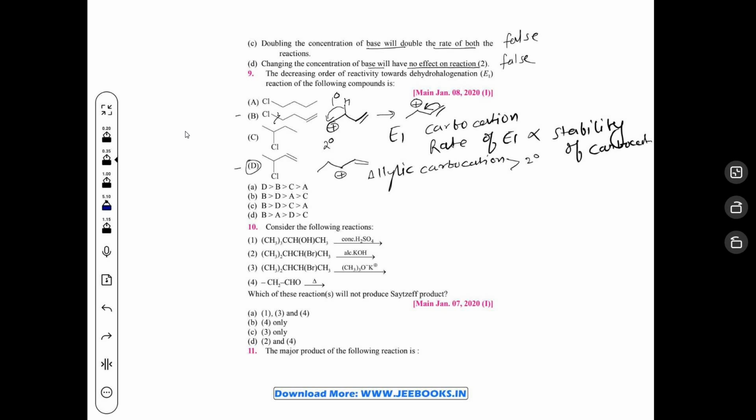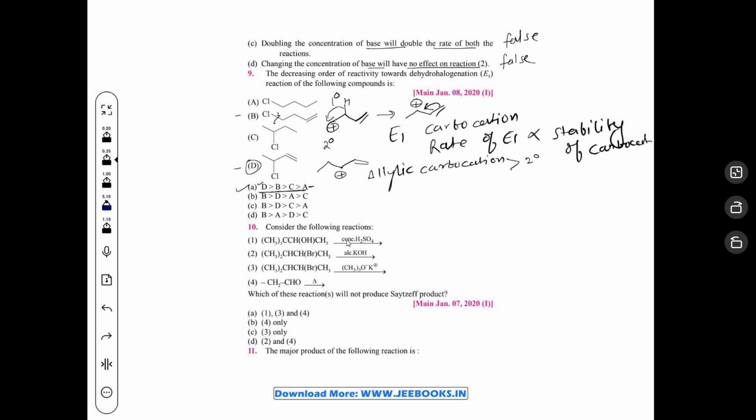So in option A, there is only one option in which D is at the highest. Okay, so let's see which one is the least. A will be the least stable carbocation, and it is at the end. Therefore, the correct answer is A. And you can also see that after D, the stability of the carbocation from B is more as compared to the secondary carbocation. So without any doubt, the correct answer is A.